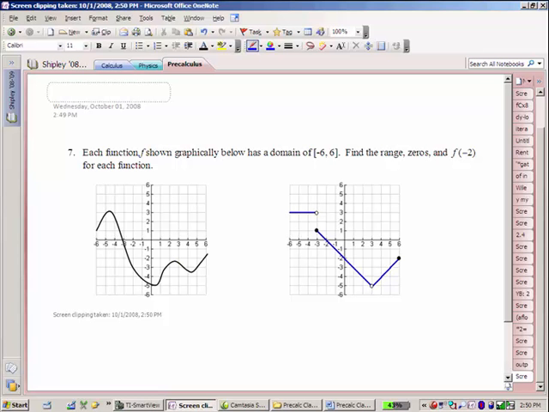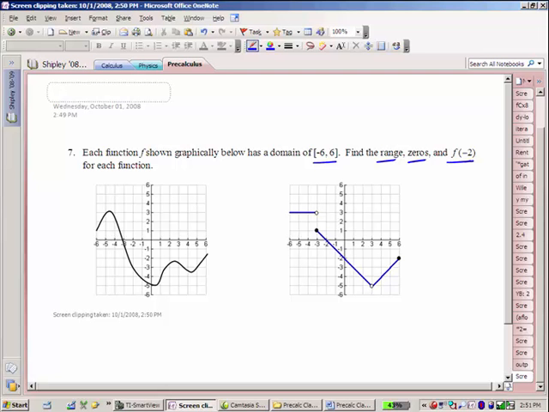So it says each function shown graphically has a domain of -6 to 6. So they're telling you the x values that we're putting in, and they do it in interval notation, right? Find the range, the zeros, and f of -2 for each of these. So let's start with the first one. I guess it's not really marked. I'll call it A. And give me one of the pieces that you would like to do.